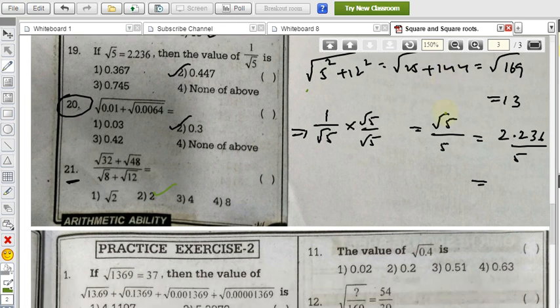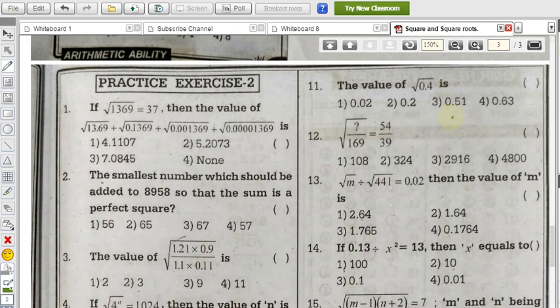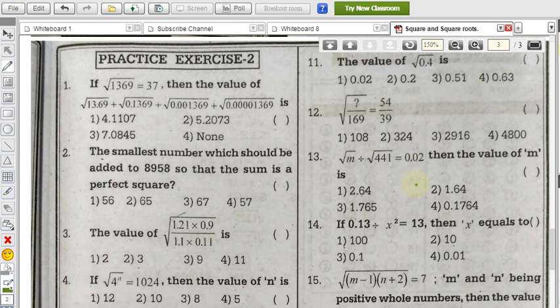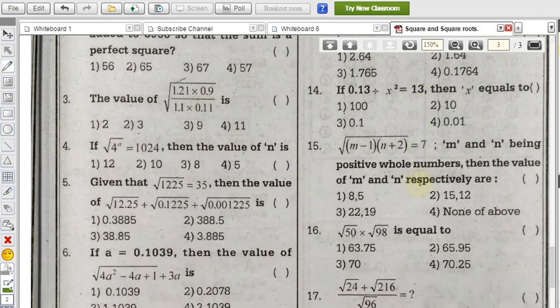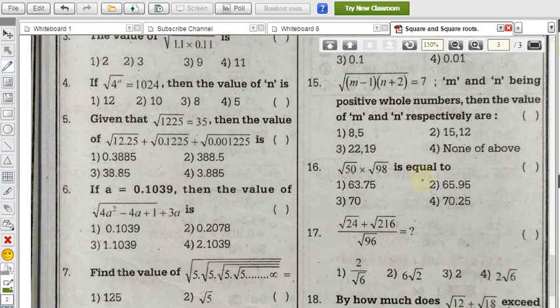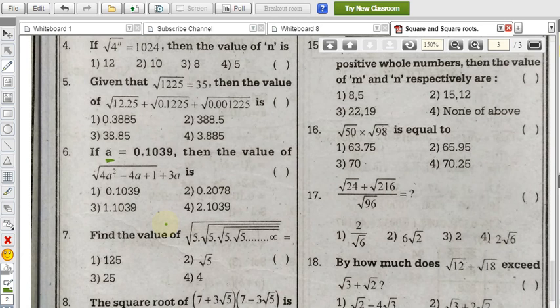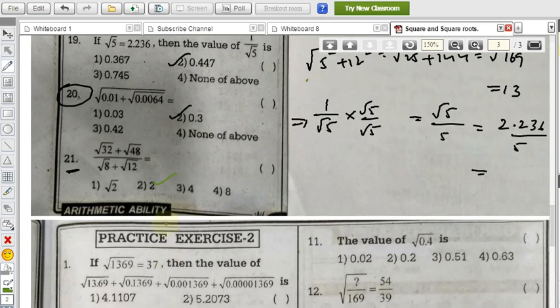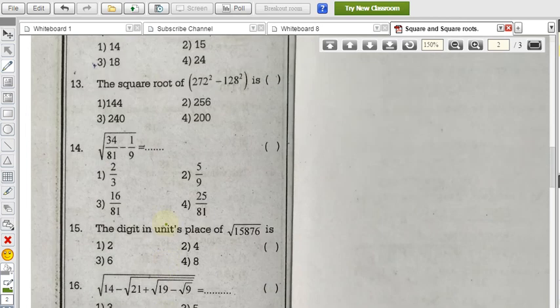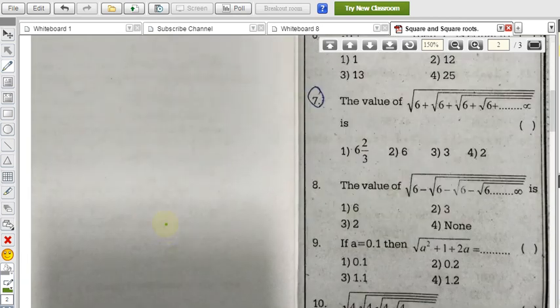Then in practice exercise 2, some more questions you can see here. Mostly they are related to the same type of questions as exercise 1. If you know the division method or at least the prime factorization method for finding the square root of the given number, then it is very easy. Mostly the same questions. So one more example, exercise 2 is there. Now you can download these exercises and try to get the answers. You can see the solutions also.